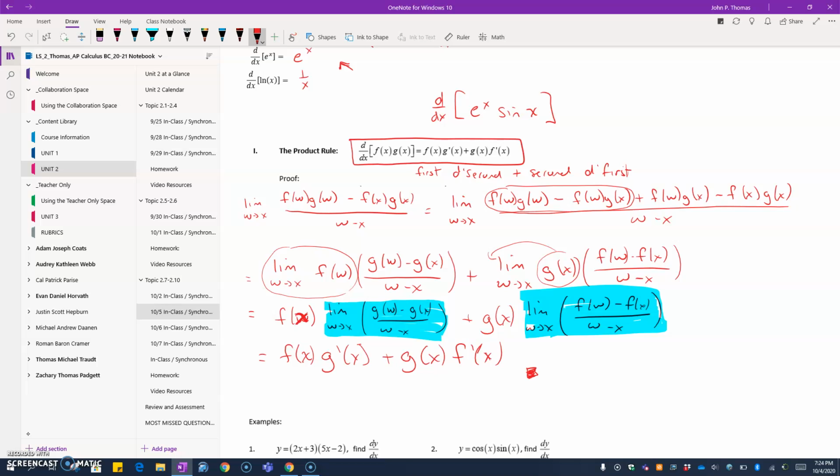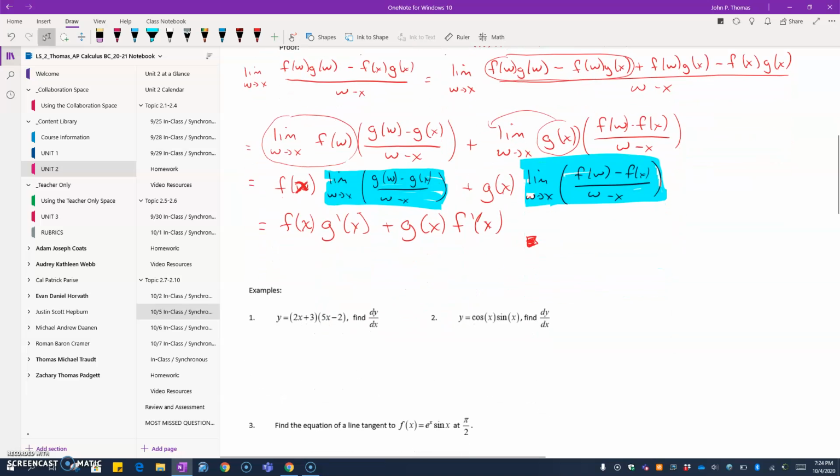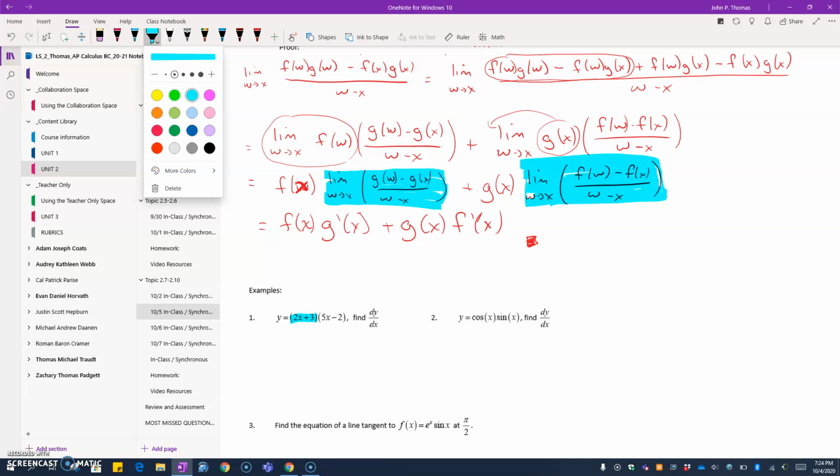Now in practice, this is pretty easy to use. So we'll look at number 1 here, and it says use the product rule. So first thing we have to identify is the two pieces that are multiplied together. The first one is going to be the 2x plus 3. The second one is going to be this 5x minus 2.